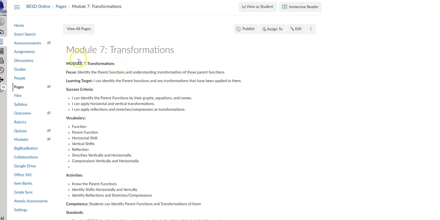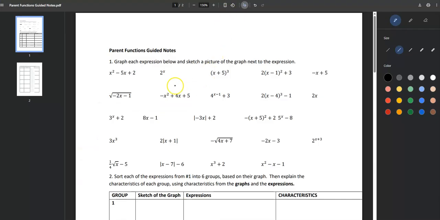All right, we're looking at Module 7, and this is day 1 of Module 7. For Module 7, our learning target is you can identify parent functions and any transformations that have been applied to them. Our day 1 success criteria, we're just going to identify parent functions by their graphs, their equations, and their names. So that is our big goal today, is to make sure you guys know all the parent functions and their graphs, their equations, and their names.